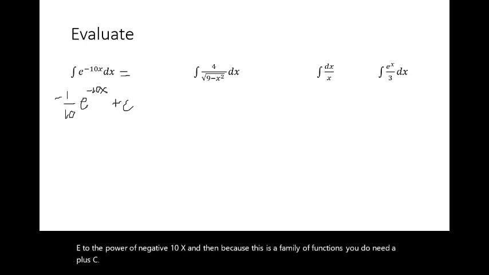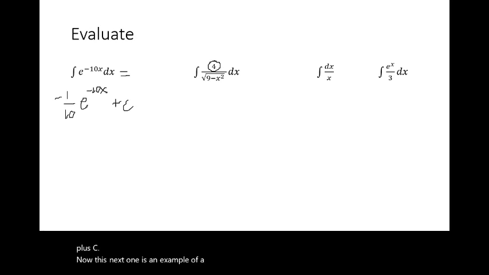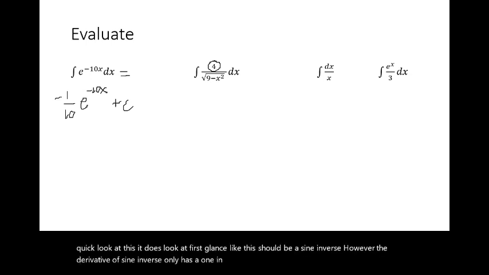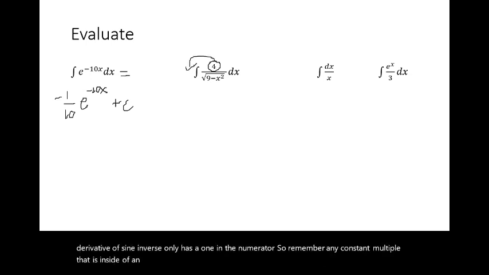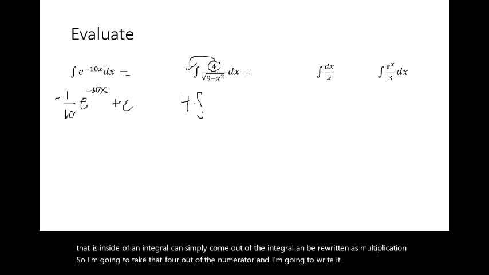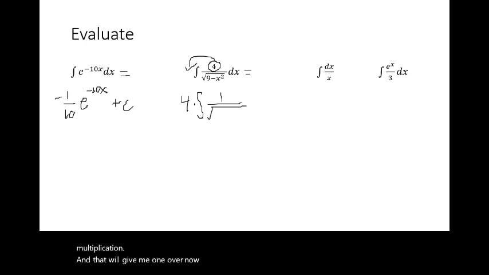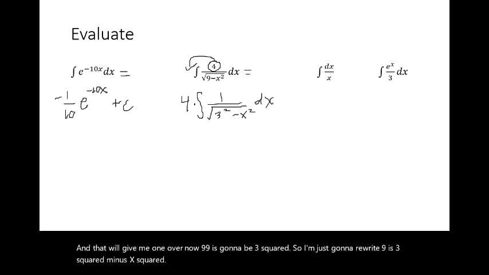Now this next one is an example of a constant multiple that is getting in the way. If you take a quick look at this, it does look at first glance like this should be a sine inverse. However, the derivative of sine inverse only has a 1 in the numerator. So remember, any constant multiple that is inside of an integral can simply come out of the integral and be rewritten as multiplication. So I'm going to take that 4 out of the numerator and write it in front as multiplication. And that will give me 1 over, now 9 is going to be 3 squared, so I'm just going to rewrite 9 as 3 squared minus x squared dx.